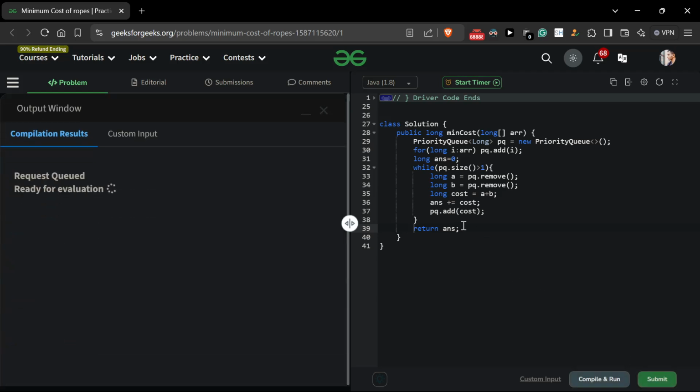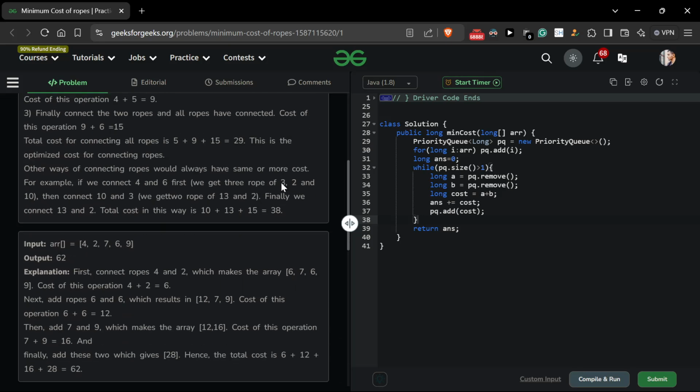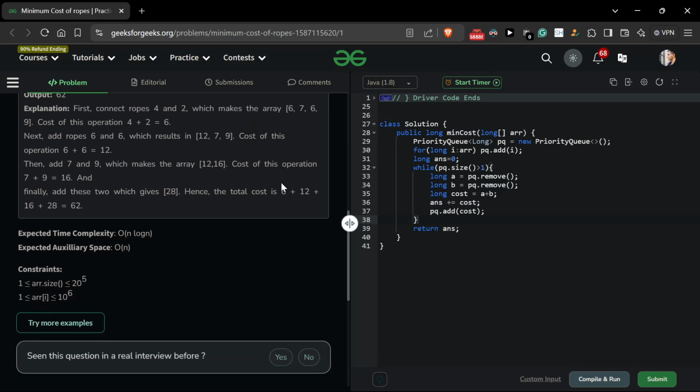In between, let's talk about time and space complexity. We are adding and removing. Adding takes log n, removing takes log n. We have in total n elements. The time complexity is n log n, and space complexity is order of n. So that's about it. We meet the expected time and space complexity.